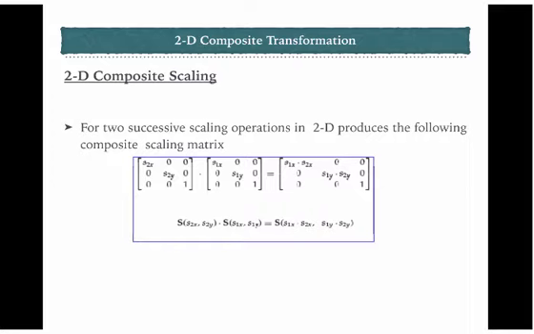Composite scaling. For successive scaling operations, 2D produces the following composite scaling matrix. From the matrices given below, S2x and S2y is the second scaling factor, and S1x and S1y is the first scaling factor. Multiplication of those two gives us the composite scaling matrix.